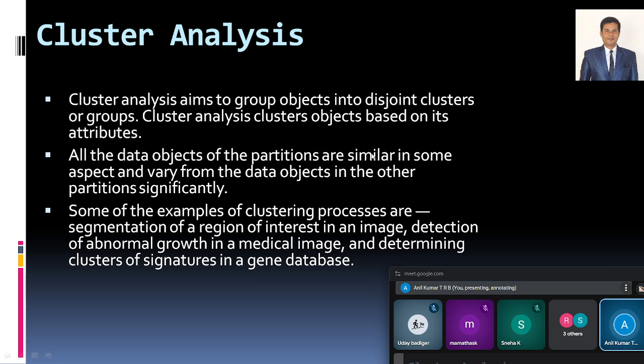So that is, it is very similar in some aspects, and varies from the other data objects. So only the data is with respect to the name: 3 may have a different name and 5 may have a different name, which is very close to the number 4, isn't it? So with respect to the other objects, the partitions are significant. That is how clustering analysis works, right? Some examples of clustering are segmentation of regions of interest in an image. As I told, take a similar image, or detection of abnormal growth in medical images.